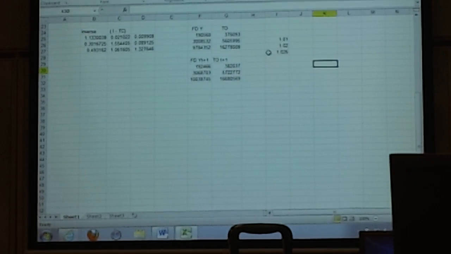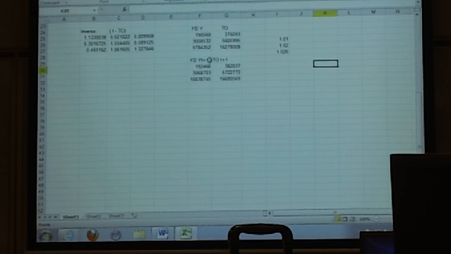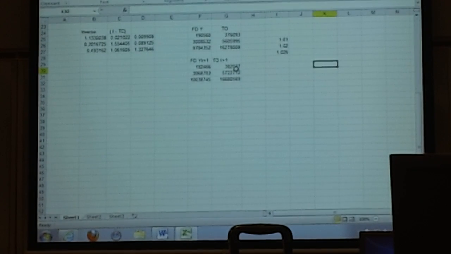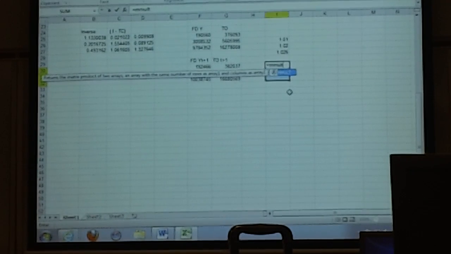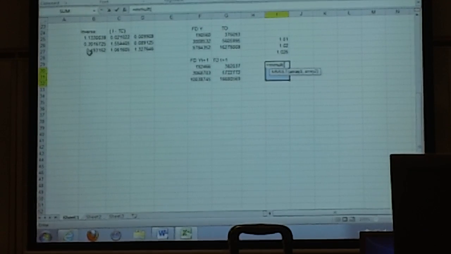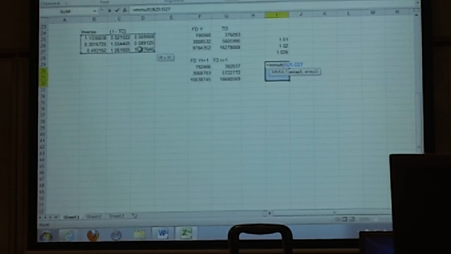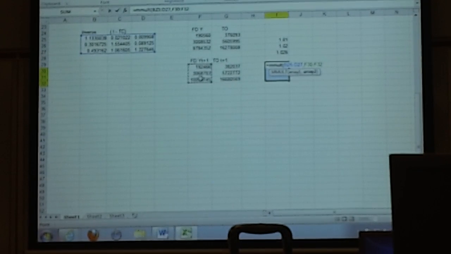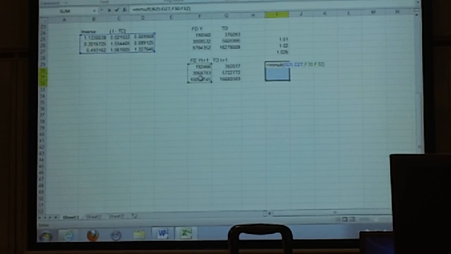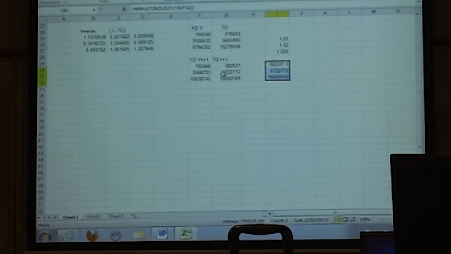So if we're here and we want to go to here, we want to know how much total output we need. And that's what this tells us. To get these numbers, all we do is a matrix multiplication. It equals MMULT, open parentheses, that, comma, that, Control Shift Enter. And these numbers right here.